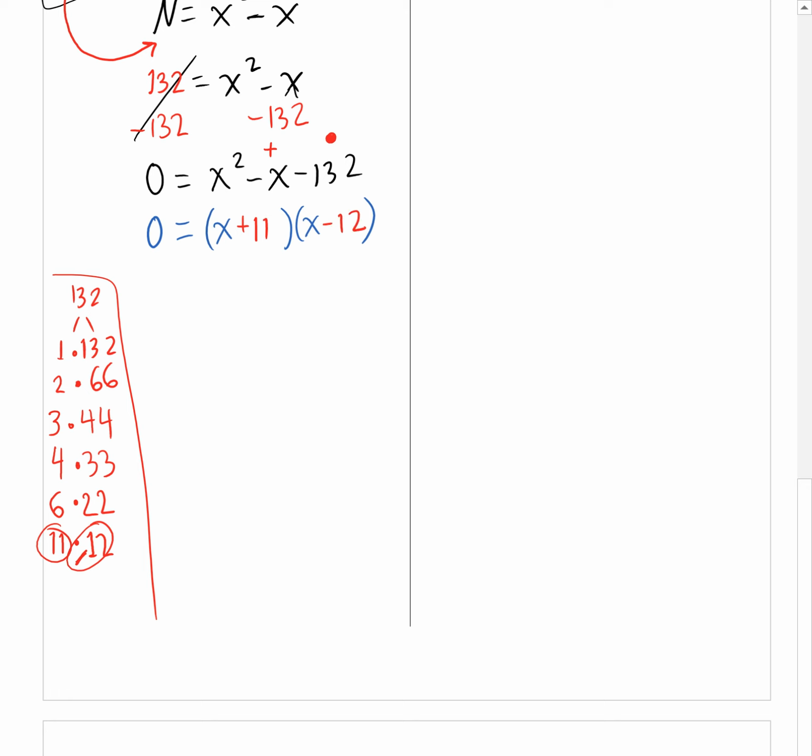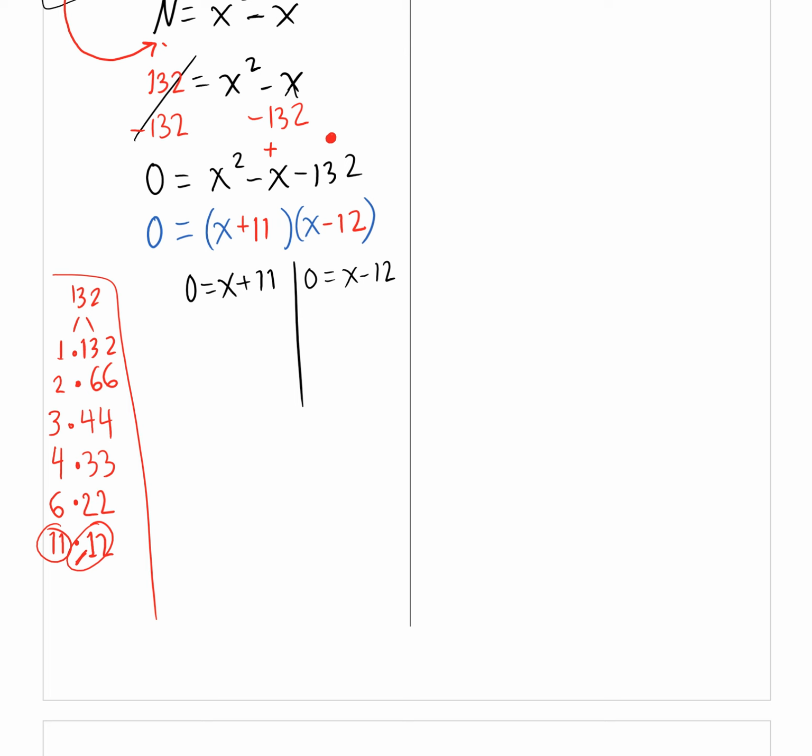Does that make sense? Yeah, those multiply: 11 times negative 12 is negative 132, and 11 plus negative 12 is negative 1. Okay, those are the right ones. Now let me set each of those factors equal to 0 to solve this. So x plus 11 equals 0, x minus 12 equals 0.